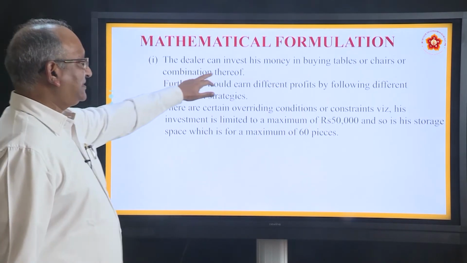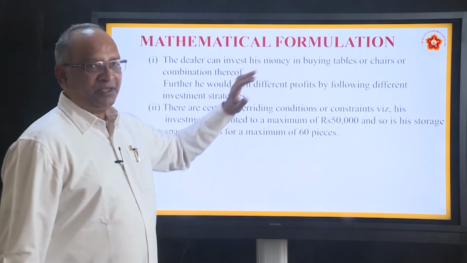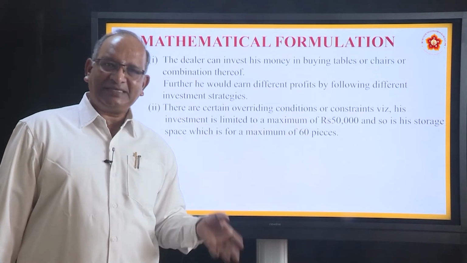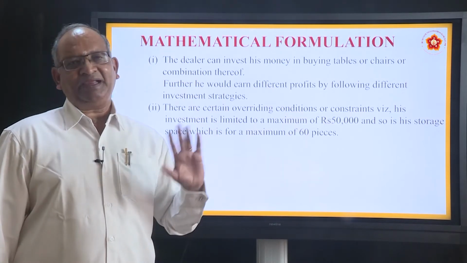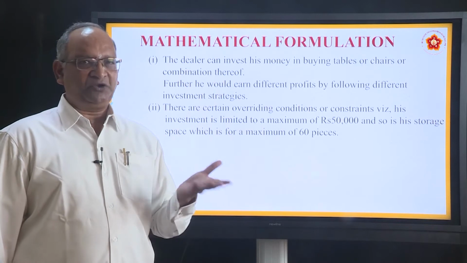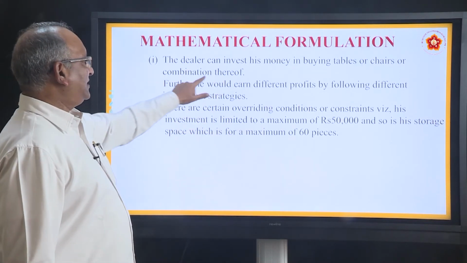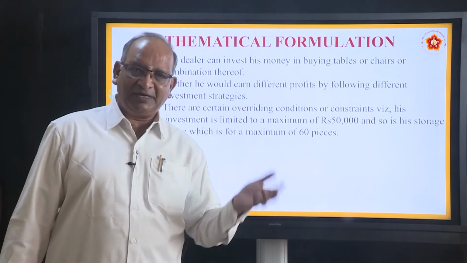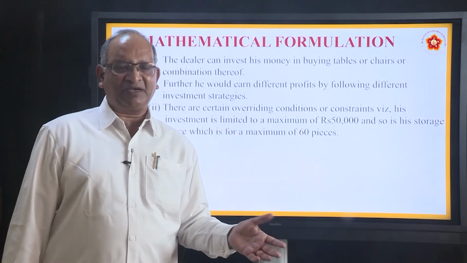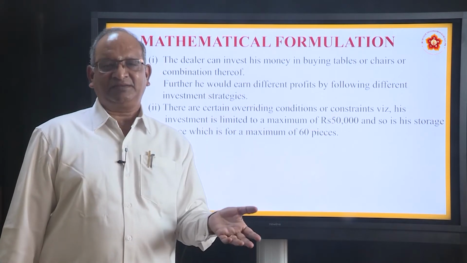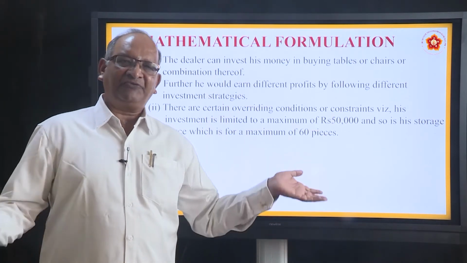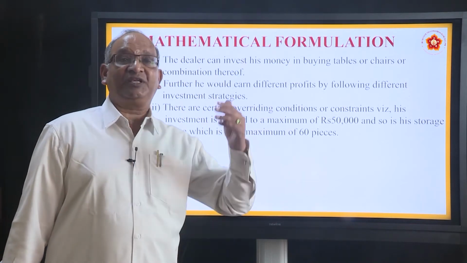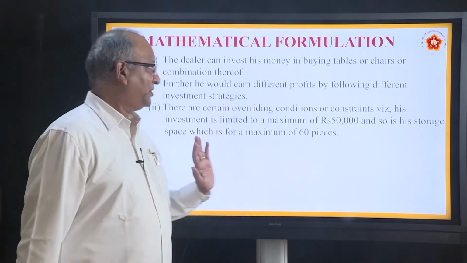The dealer can invest his money in buying tables. If he decides, he can buy only tables. If he decides, he can buy only chairs. If he decides, he can buy some tables and some chairs. We do not know. And combinations thereof. Further, he would earn different profits. Suppose if he buys only tables, he will get some profit. If he buys only chairs and sells, he will get some profit. If he buys both, he will get some profit. We have to find out in which situation he will have maximum profit.